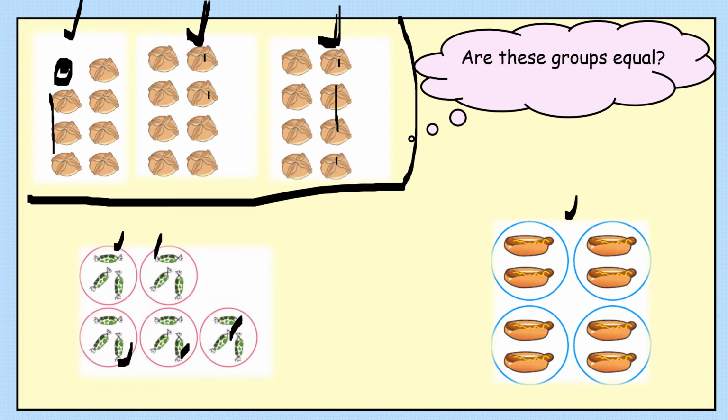Let's come over and look at the hot dogs. I can see 1 group, 2 groups, 3 groups, 4 groups. How many are in each group? Well done, 2. Do they each have 2? Each have 2, sorry. Yes, so all the groups are equal. Well done.